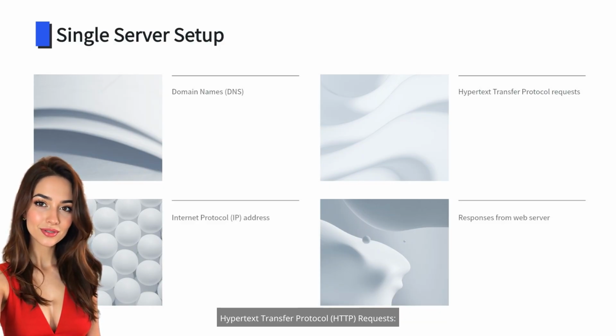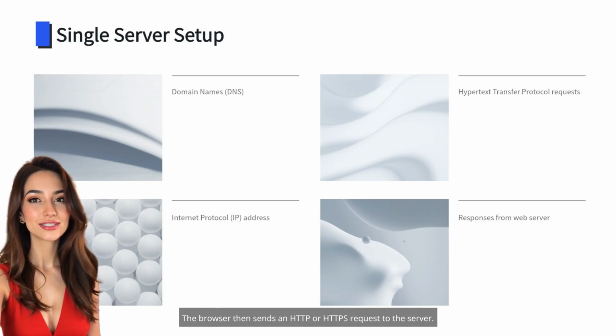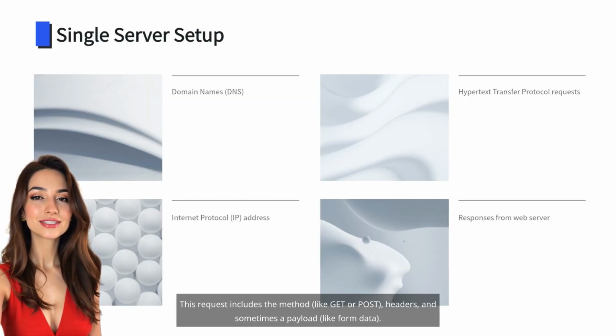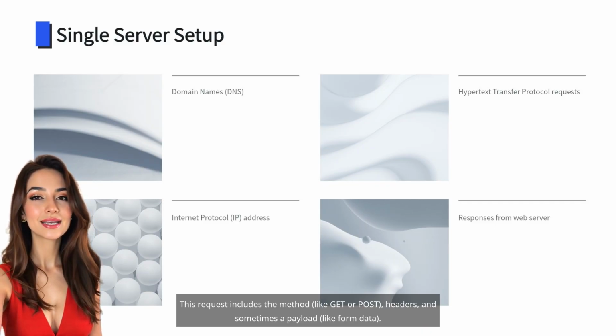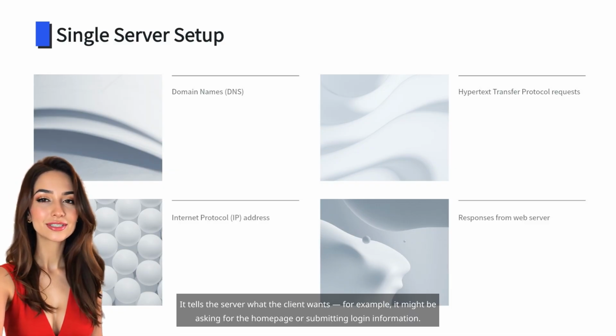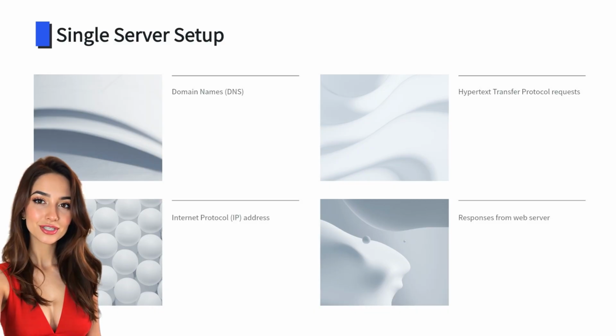Hypertext Transfer Protocol, HTTP requests. The browser then sends an HTTP or HTTPS request to the server. This request includes the method, like GET or POST, headers, and sometimes a payload, like form data. It tells the server what the client wants. For example, it might be asking for the homepage or submitting login information.